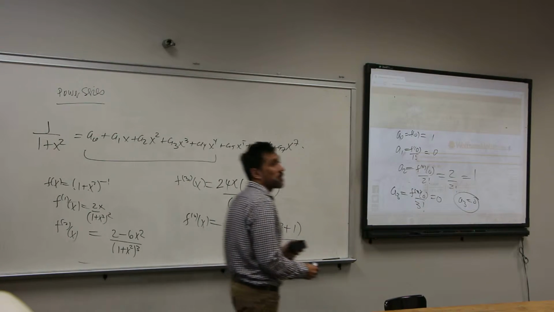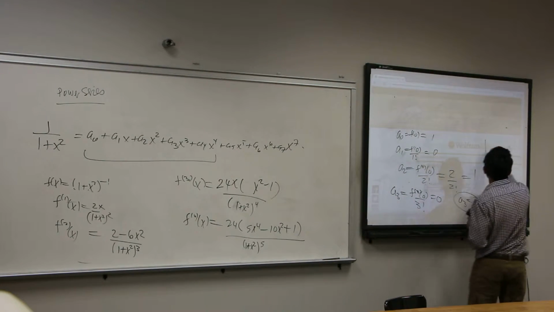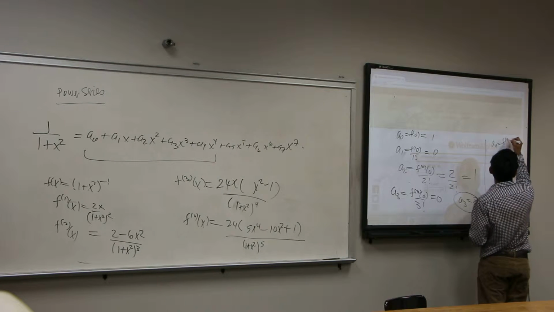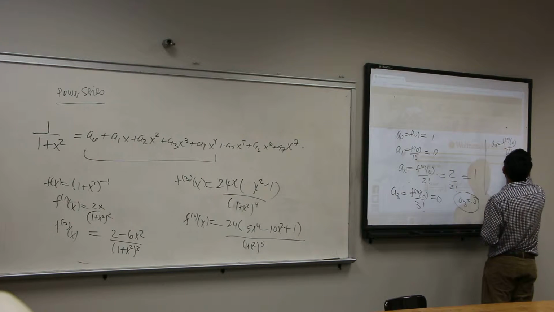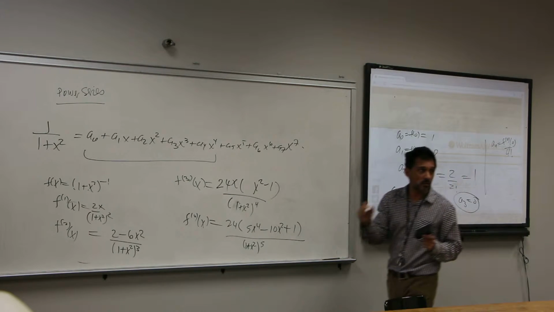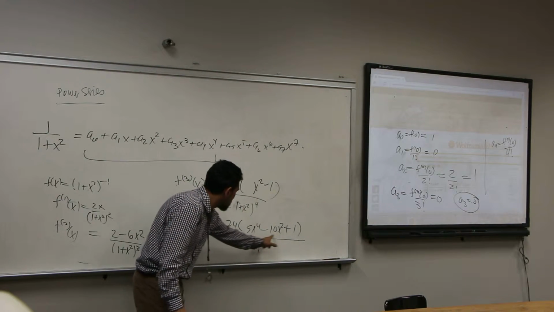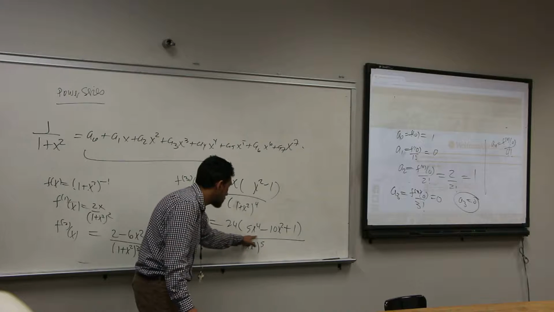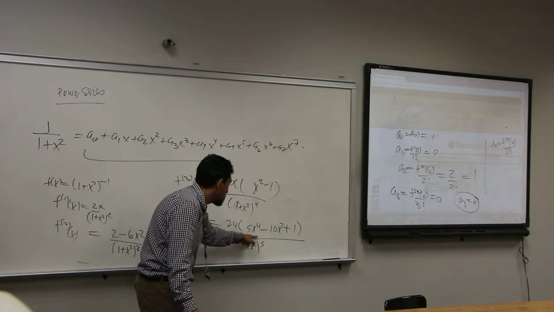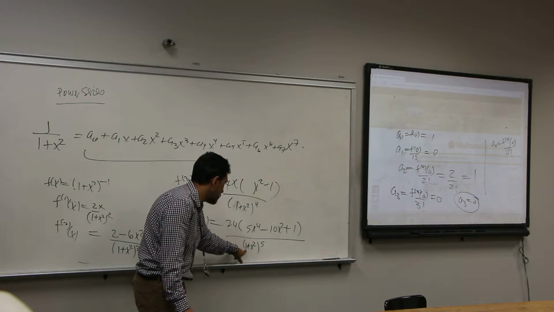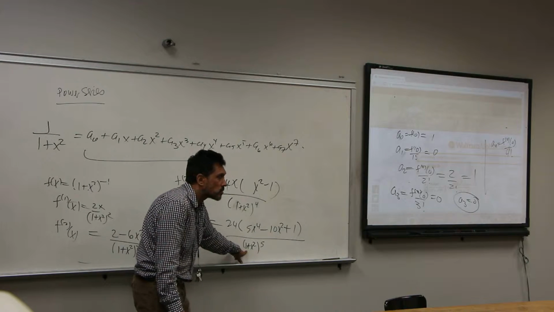a4 is what? a4 is the fourth derivative at 0 divided by 4 factorial. When I plug in 0 here, what do I get? 24 over 1.